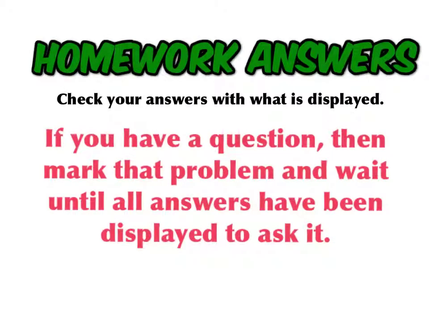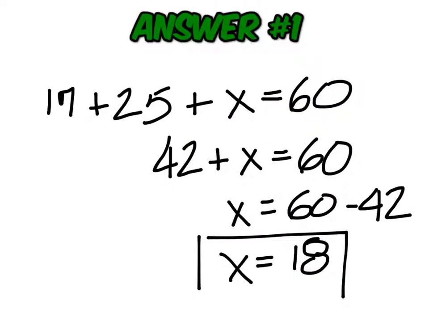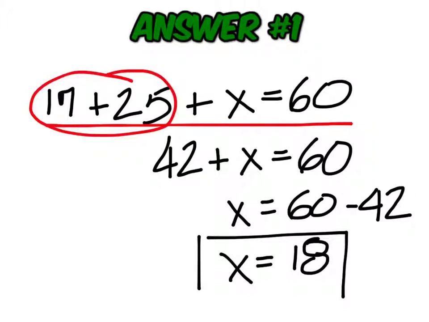Here are the answers, and I'll try to go through and explain most of these as we go through here. On the first one, we set this one up in class. Here's the equation. When you solve it, combine your 17 and 25 to get 42. 42 plus x equals 60. So we will have 60 minus 42 to get 18 for the answer. And remember, we're looking for answers today, not just equations.